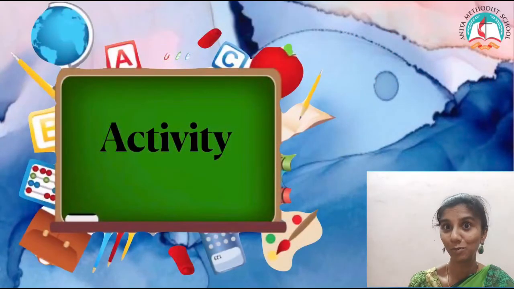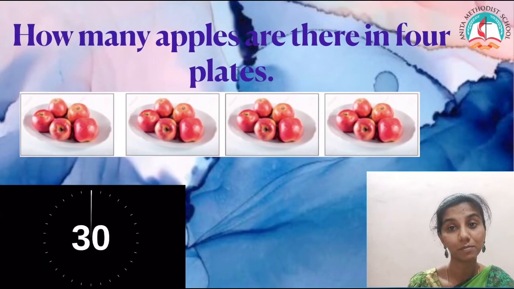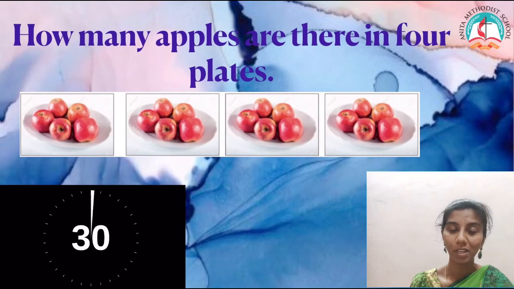Children, now it's your activity time. Are you ready? Yes. Now take out your 3B notebook, take a new page and write today's date. Make it fast. Finish? Shall we move to the sum? Yes. Okay. How many apples are there in 4 plates? Now what are you going to do? You're going to do the sum. I will give you 30 seconds. Okay? Make it fast. Afterwards, I will check the answer. Your time starts now. Make it fast.